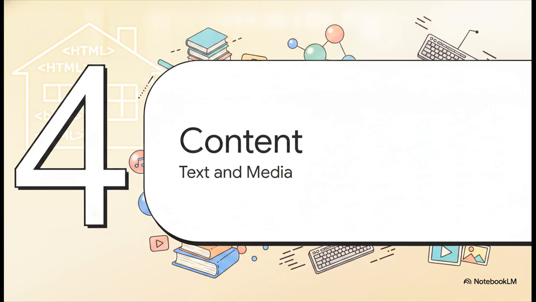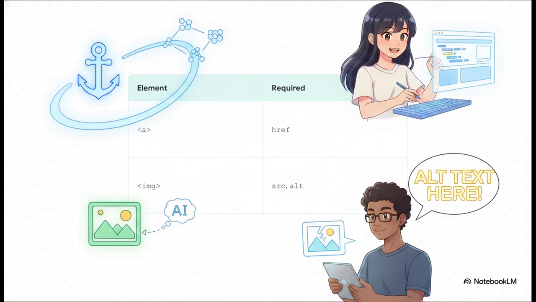Section 4. Content. Filling the house. So we have our structural framework. Now it's time to fill the rooms of our house with text, links, and media. To add links and images, we use attributes, which are basically just extra pieces of information injected right into the opening tag. For links, we use the anchor element, the A tag, but it needs an href attribute to tell it where to link to.